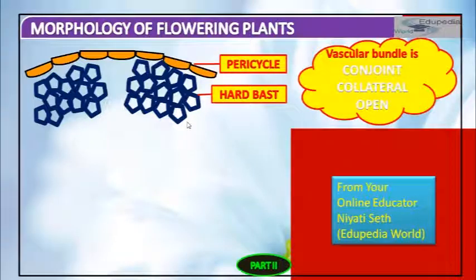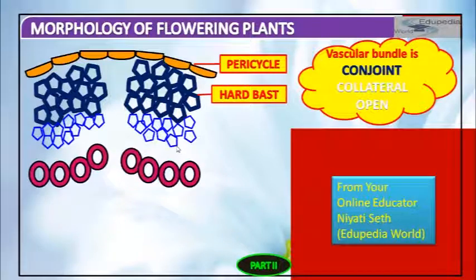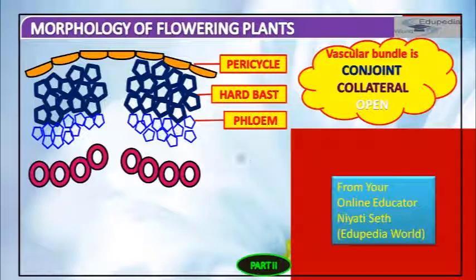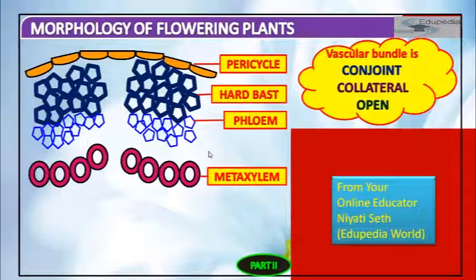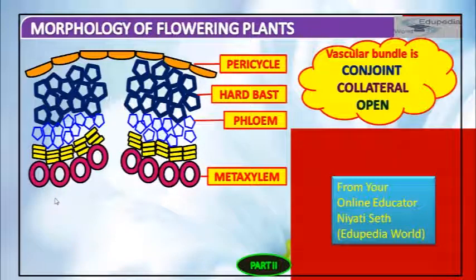Which type of vascular bundle is seen in the dicot stem? It is conjoined, collateral, and open type. See, this is phloem, this is xylem, and when the cambium is present between the phloem and the xylem, that is known as open type of vascular bundle. To be more precise, this is metaxylem. When the cambium is present between the phloem and xylem, the vascular bundle is called open.